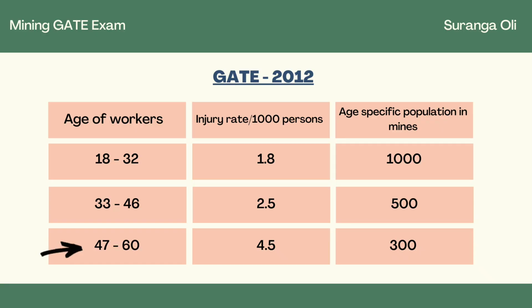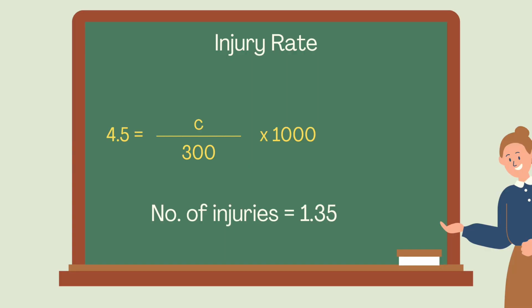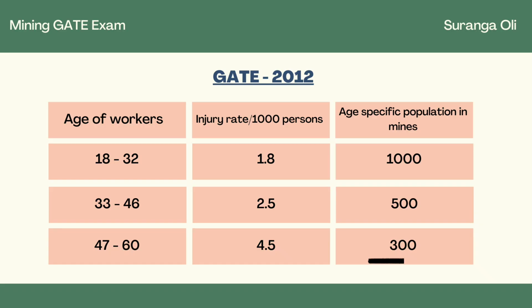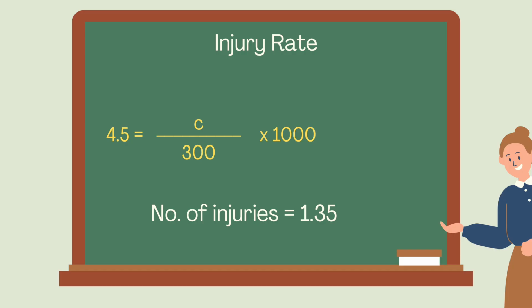In the last age group, they have given the injury rate for every 1000 person as 4.5. So it goes to the left. And we are taking the number of persons injured in that age group as C. And the denominator, the total number of persons employed in that age group, is 300. On solving, we are getting the total number of persons injured in that age group as 1.35.